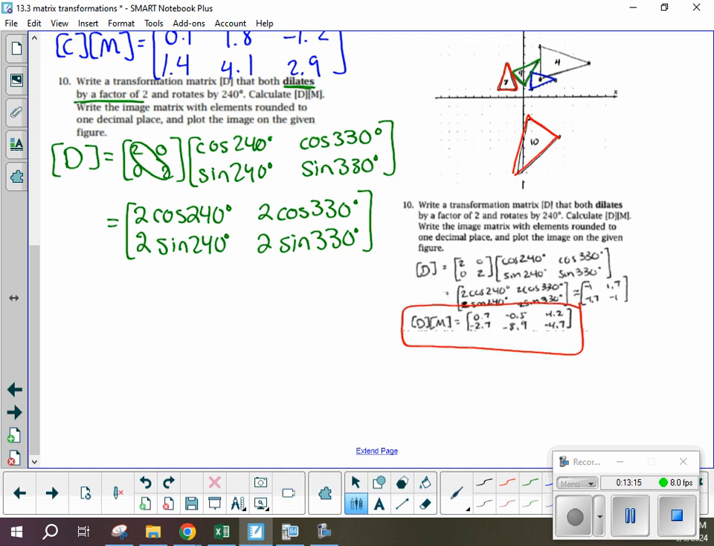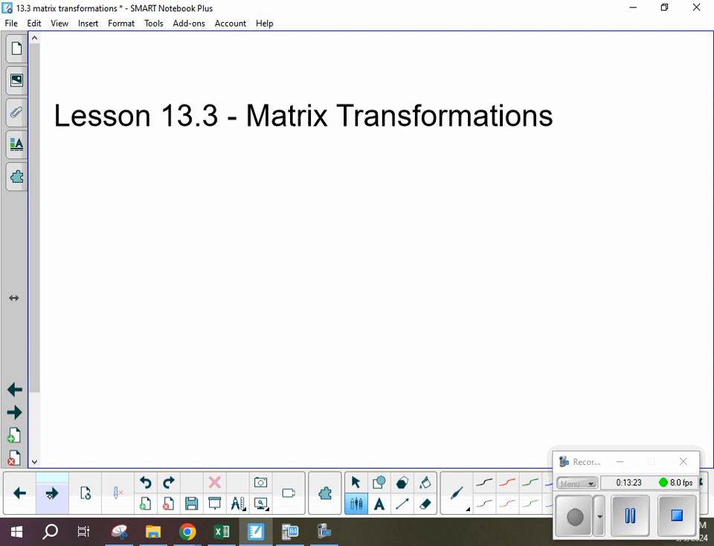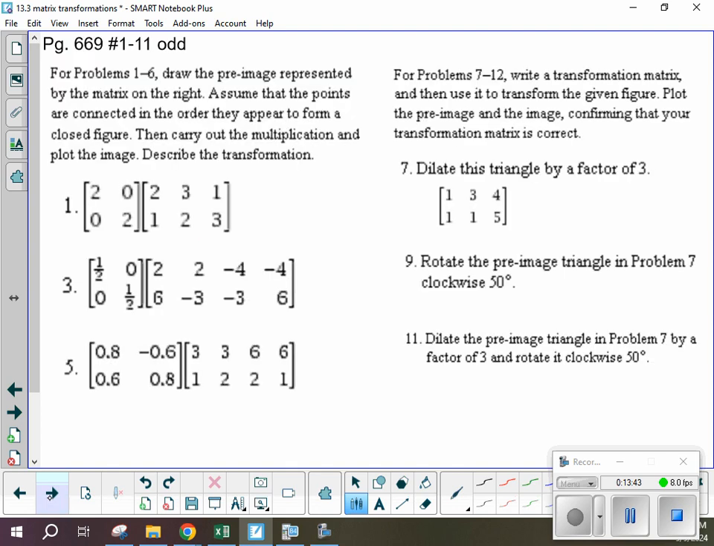Okay. When you're done with this, I'll flip back a screen in a second, hop on Schoology and look in the class notes folder for some summary notes that generalize. If you're trying to rotate, this is what your matrix should look like. If you're trying to dilate, if you're trying to do both, here's what it should look like. So throw that in your notebook so you have it for reference, because then you're going to do some odd problems from the book over the weekend, numbers 1 through 11 odd. This is a submit to Schoology, so make sure you get those in.